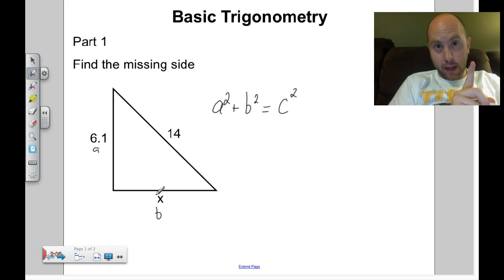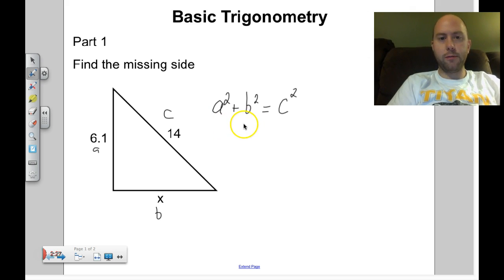What does matter is the hypotenuse, which is always the longest side. The hypotenuse, this one right here, is always the C. Again, C is always the hypotenuse. I'm trying to solve for B, so let's manipulate the equation, as we talked about, to get B all by itself. To do that, I need to subtract a squared from both sides.